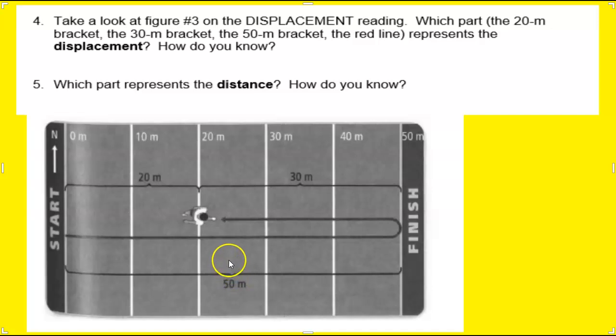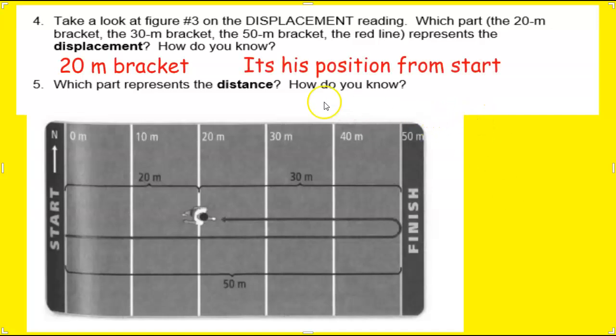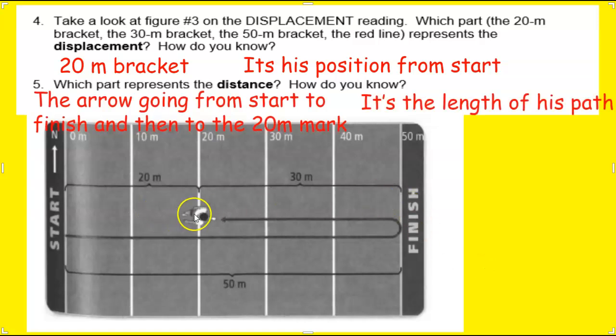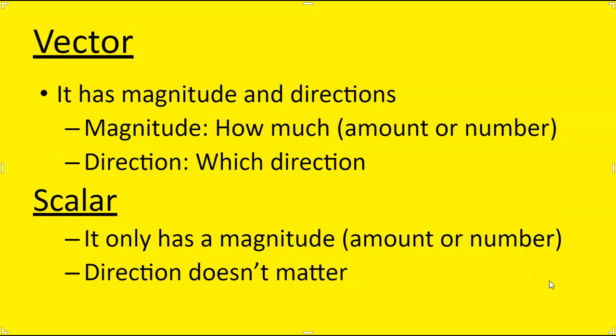And how do I know? Well, displacement is how far the object is from the starting point, and in what direction. Here's the starting point, and here is the ending point. So therefore, we know that the 20-meter bracket represents the displacement because it's the object's position from the starting point. Which part represents the distance, and how do I know? Well, the distance is the length of the path, which would be the arrow that shows the motion of the object.